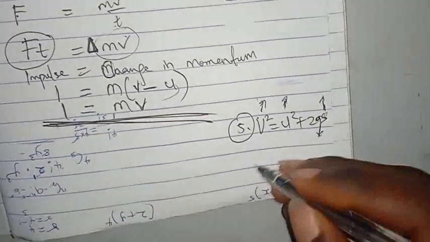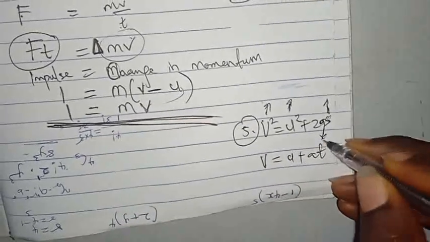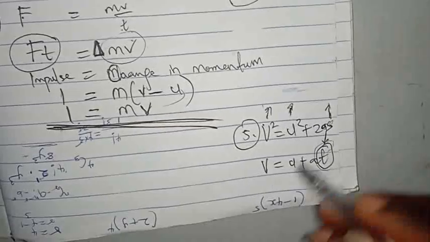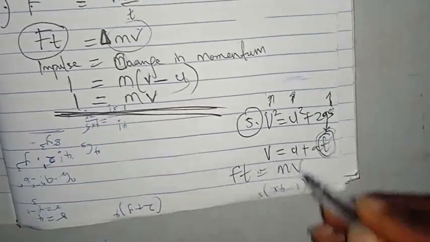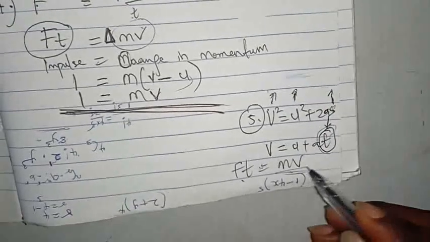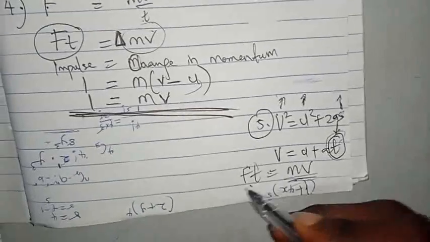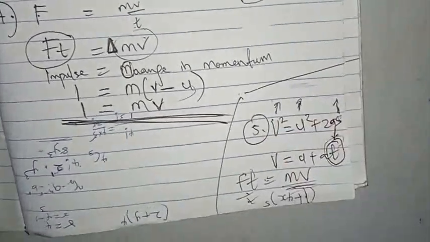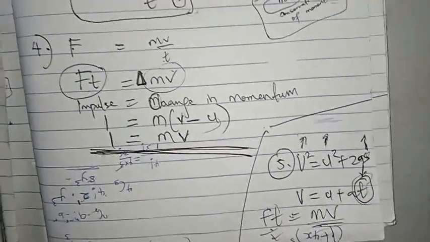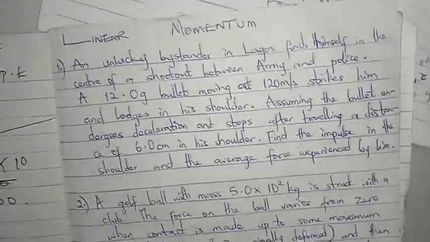Once you find it, you now use the second formula, which is v equals u plus at, and find t. When you find t, you can go back and remember that Ft equals mv. Impulse is equal to change in momentum. So when you make force the subject of the formula, you divide both sides by t, and you'll be able to get average force. So it's important you note this. Anytime time is not given to you in a question on momentum, you go ahead with this. In this question we are not given time, so let's solve.